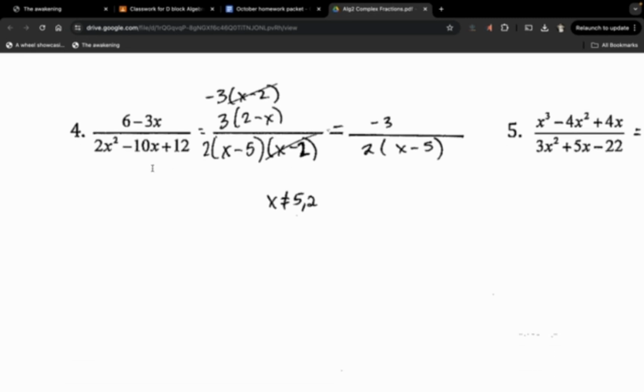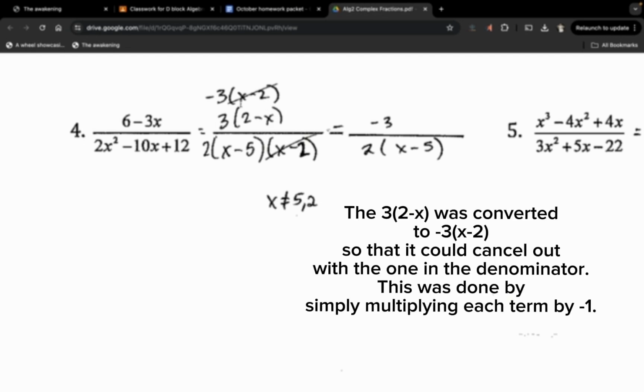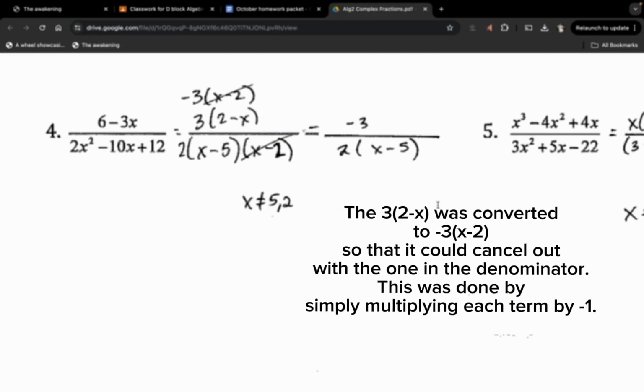And then at the bottom, at the denominator, you can factor it like this. First, you have a greatest common factor, which would be the 2. So you take that out, and you're left with x squared minus 5x plus 6. And then you would go ahead and factor that into x minus 5 and x minus 2. And these would cancel out, and your restrictions would be stated there.